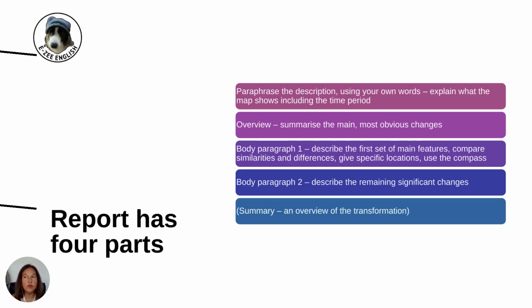A high-scoring report is always well organised, so we follow a 4-part structure. The introduction, where we paraphrase the task, the overview, which is our summary, body paragraph 1 for the first set of details, and body paragraph 2 for the remaining details. Notice there's no conclusion here. The overview does that job for you, but I've put summary in brackets as you may feel one sentence can conclude the writing.